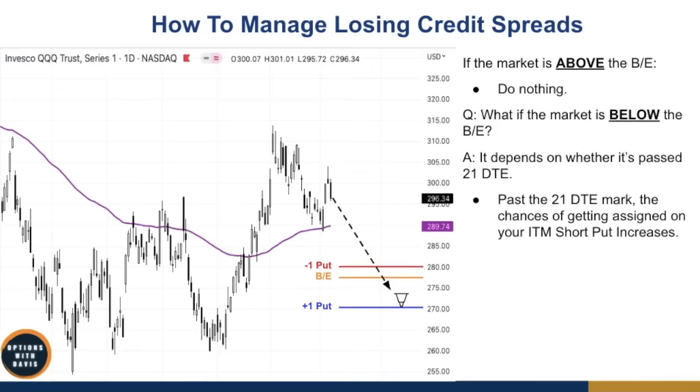So when is the time where there is lesser extrinsic value, right? So the time where there's lesser extrinsic value is when it passes the 21 days to expiration mark, where it's getting close to expiration, right? As it goes closer to expiration, the theta decay starts to become even higher. So that's when you start to rapidly decay whatever value there is in the option. So this is where the chances of you getting assigned on your in the money short put gets higher.